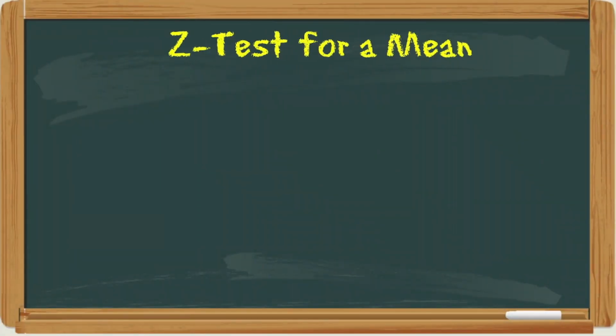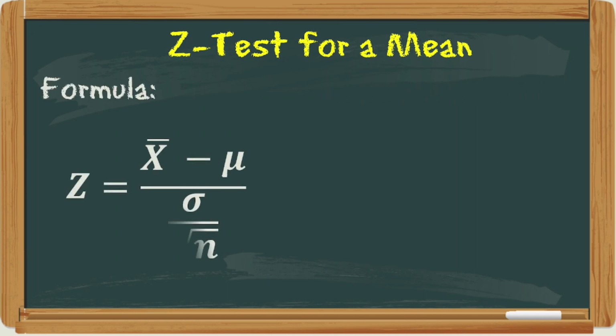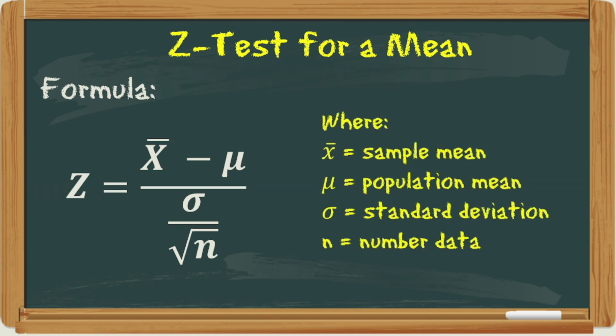So the formula for z-test for a mean is this one. We have z equals x bar minus mu all over sigma over square root of n, wherein x bar is the sample mean, mu is the population mean, sigma is the standard deviation, and n is the number of data.